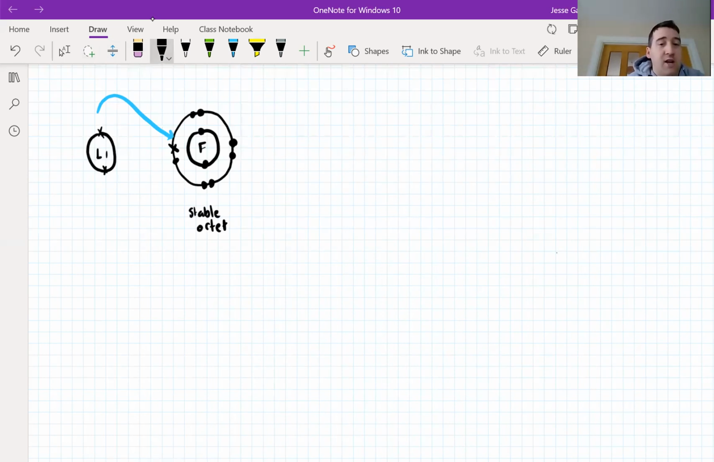So now this lithium has a full outer shell of electrons. And this is why the transfer happens, because both atoms are left more stable afterwards.